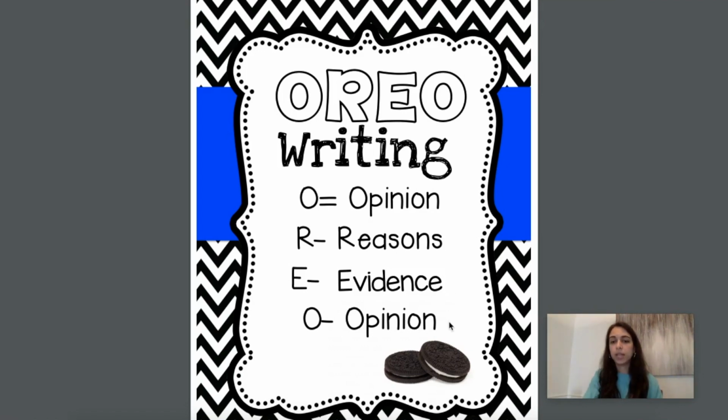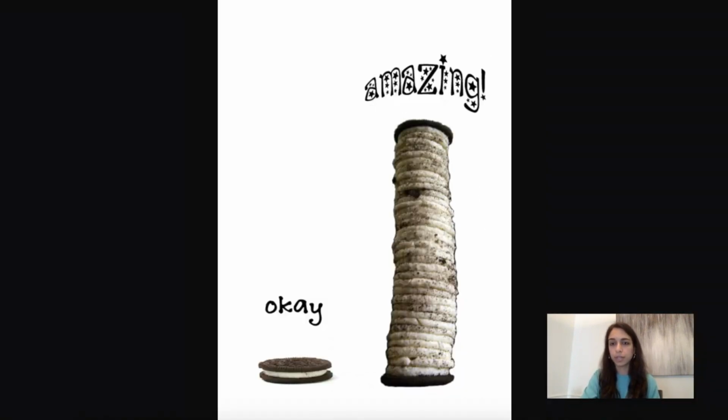And last, we're going to end with restating our opinion again, just to remind the reader what our opinion was. So I want to show you a picture to show why we want to be giving lots of reasons and evidence for our opinion. Because if we just give like one reason for why we think something, it's going to be like this. It's going to have a little bit of that yummy white cream in the middle of the Oreo. It's just going to be okay.